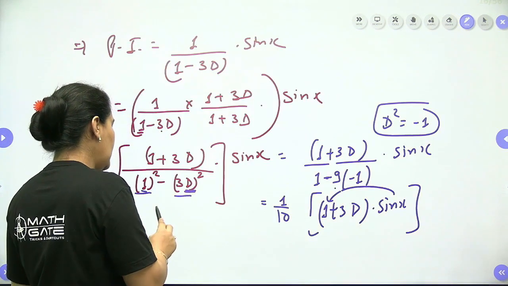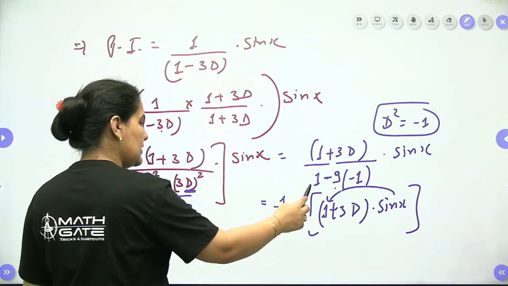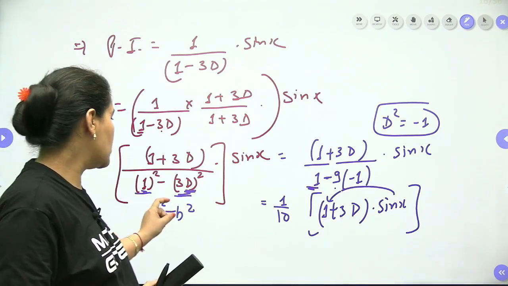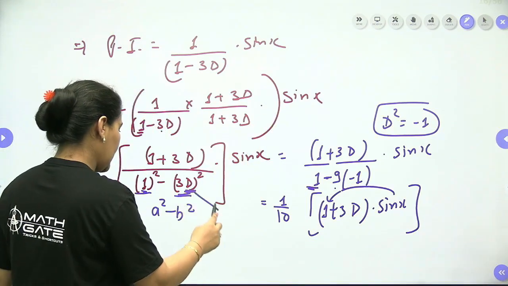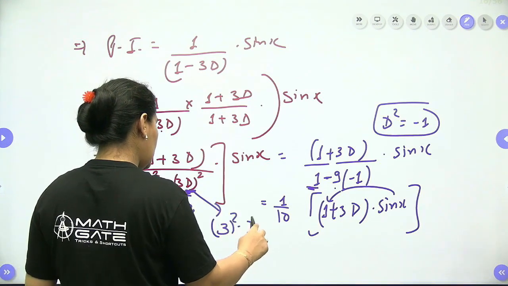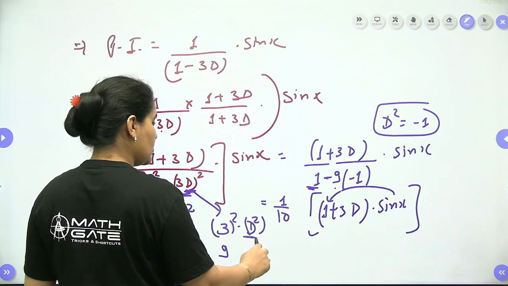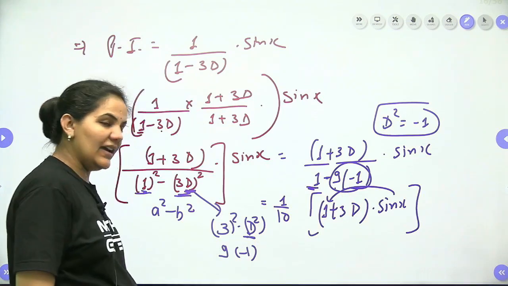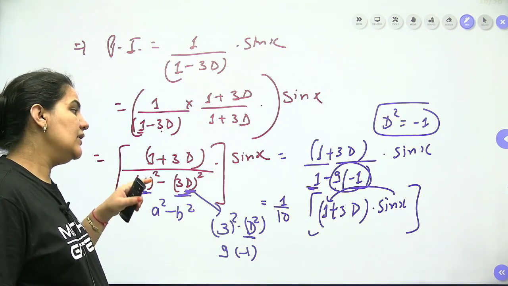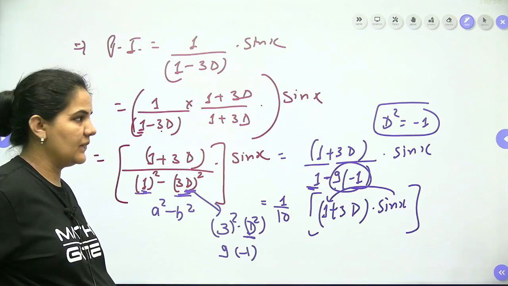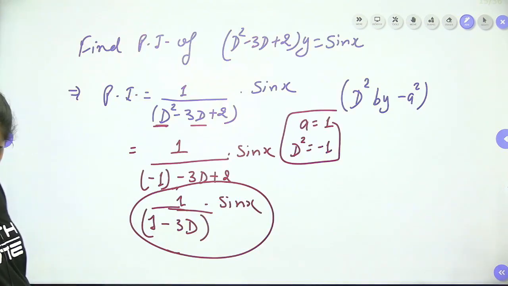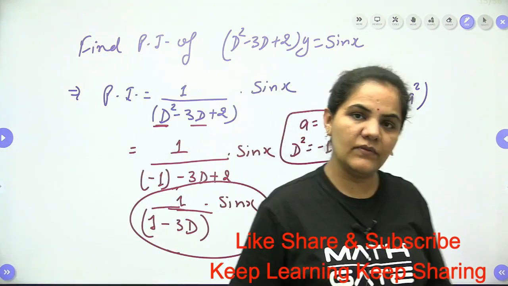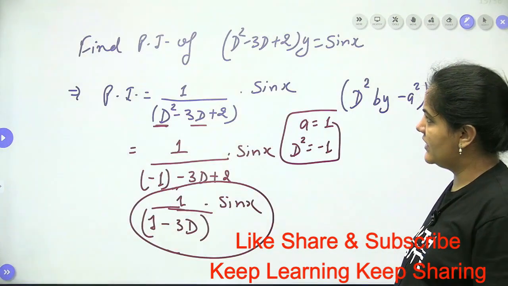Because we approached here a square minus b square. So a square is 1 only, b square is 3D square. Is it clear? Let me write it down: 3 square into D square. 3 square is 9 only. In place of D square we put minus 1. That's why it will be 9 into minus 1, hence it is minus minus plus 9. So 1 plus 9 equals 10. Okay guys, clear? We can approach like this only when we have a function of sin x and cos x form, dear students.